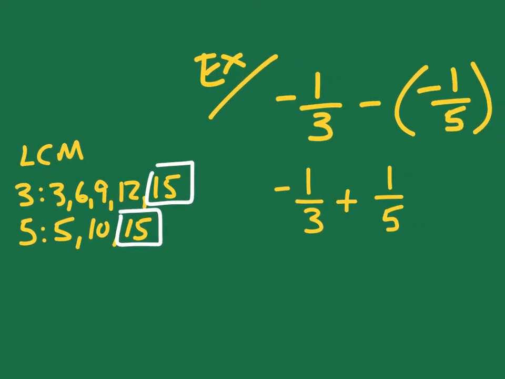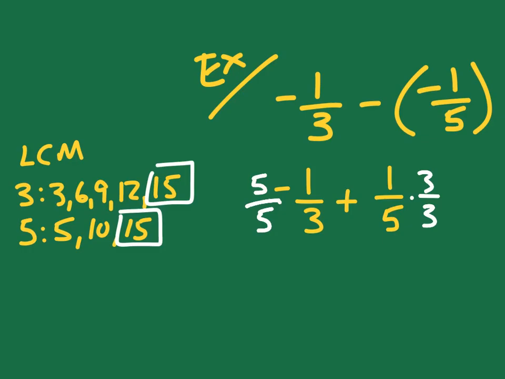Now, what I'm going to do is I'm going to multiply the opposite fraction by the opposite denominator. All right, so this fraction, I'm going to multiply this by 3. So if I multiply that fraction by 3 over 3, and if I multiply this by 5 over 5, all right, that's going to give us what I need.